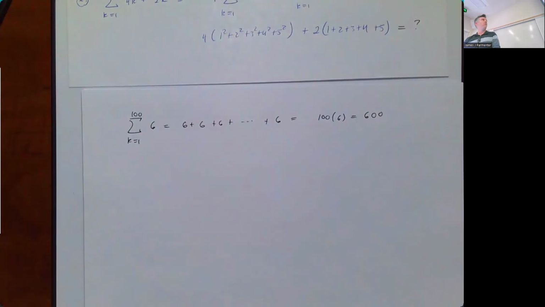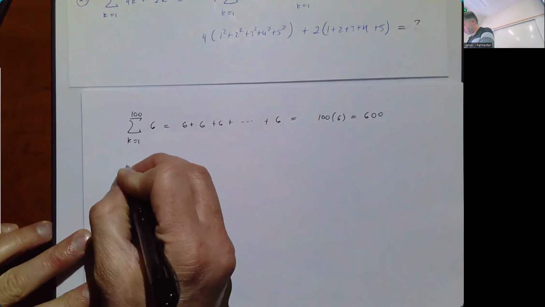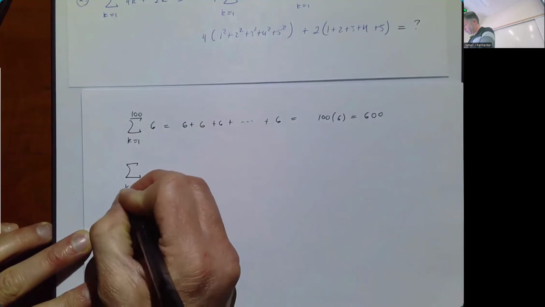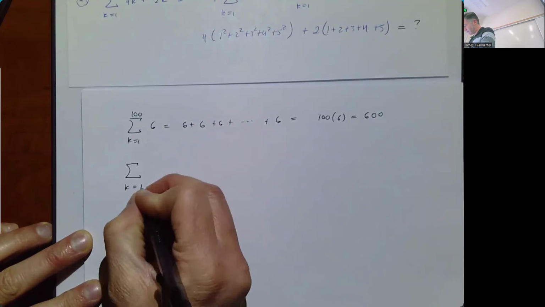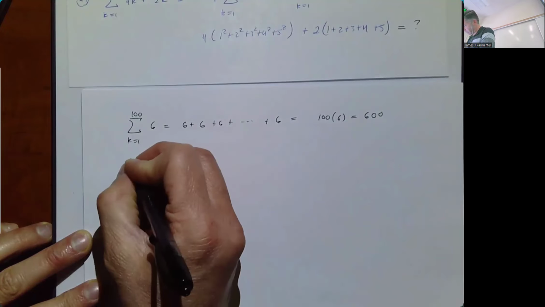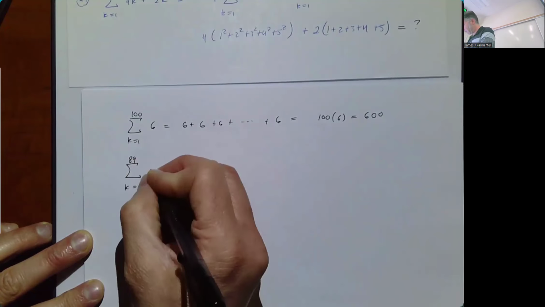I'm going to give you one more here because there's something a little bit tricky that I want you to be aware of. I saw this on someone's homework and just want to make sure that everyone's cool with what's going to happen here. So let's say we go from k equals 15 to, I don't know, something annoying like 89 of 4.